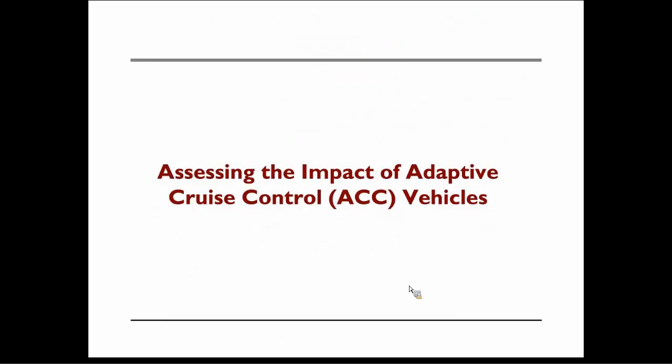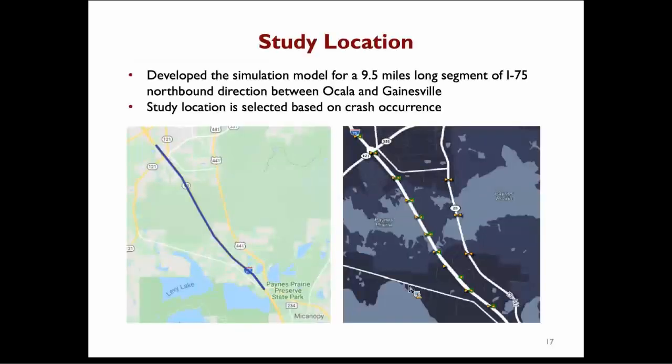So in this part, we look at whether we can identify it from the micro simulation of those evacuees, and we try to see if we can also understand whether any in-vehicle system, driver assistance system, can play a role in reducing those crash risks. So what we did here is that we simulated in SUMO a 9.5 mile long segment of I-75, in the northbound direction between Ocala and Gainesville.